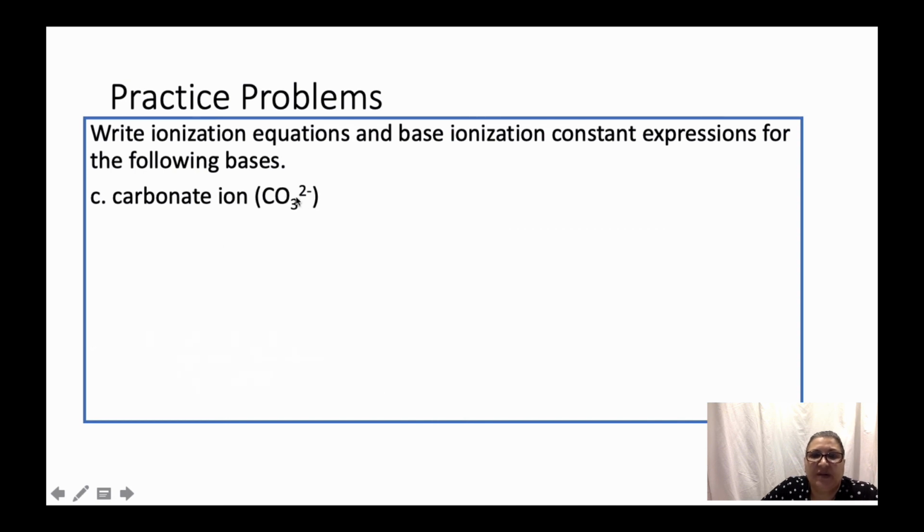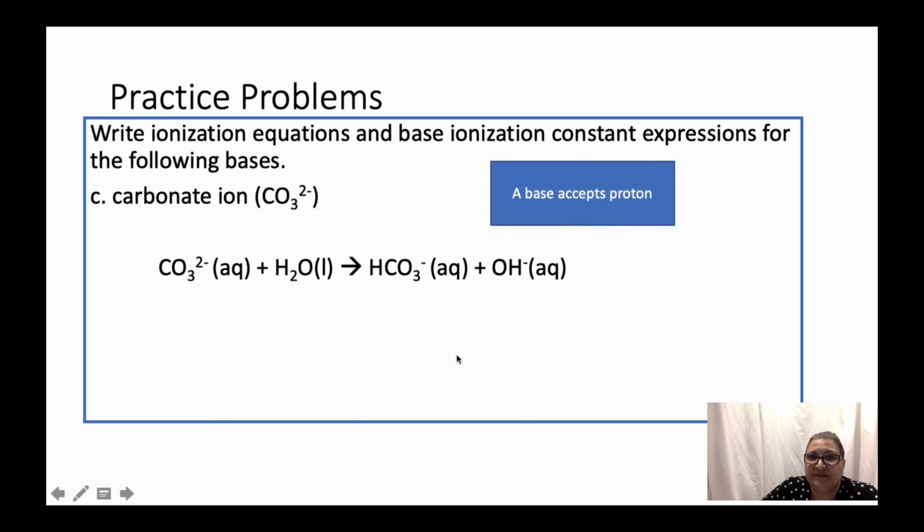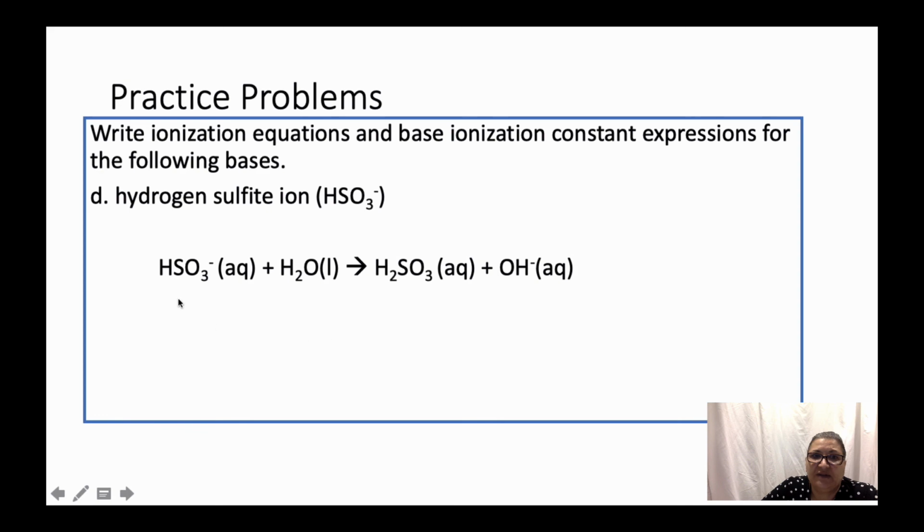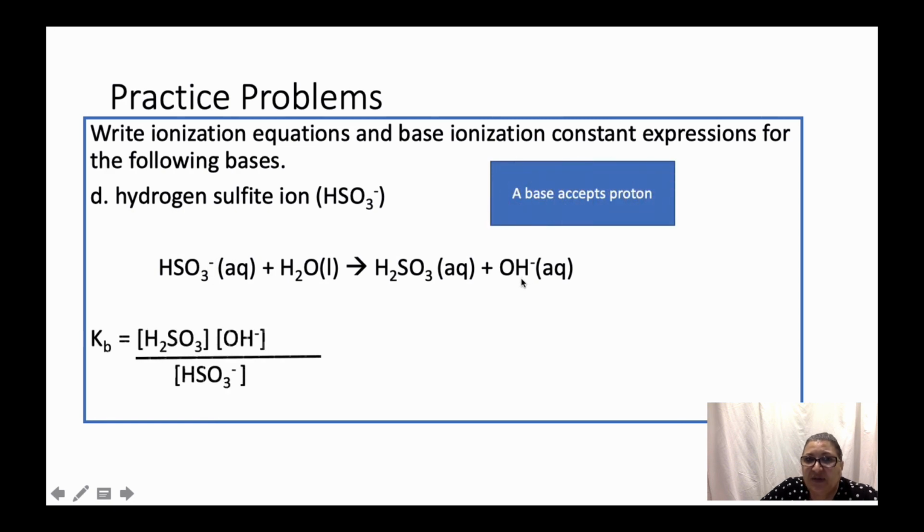Let's do one more. Carbonate. Now carbonate is going to gain a hydrogen, so it's going to be HCO3, but it's negative because of the added hydrogen, and then OH is released. And we write the expression, not including the water. And the last one, hydrosulfuric acid's conjugate base, is going to gain one hydrogen, so it's going to lose the charge altogether, plus OH, and we write the expression.